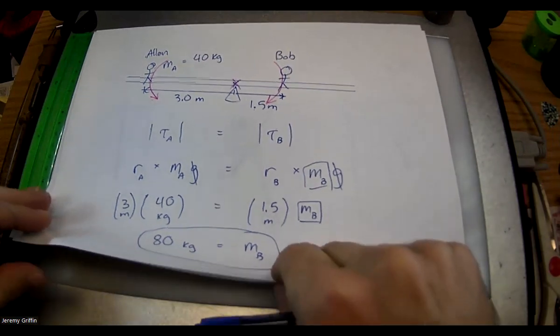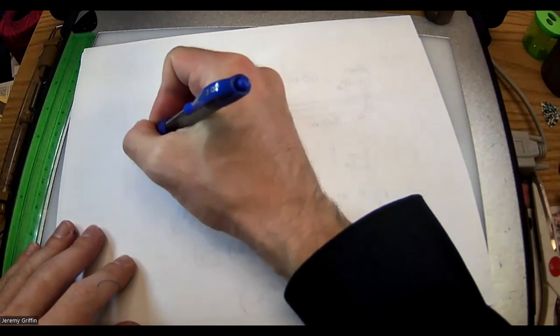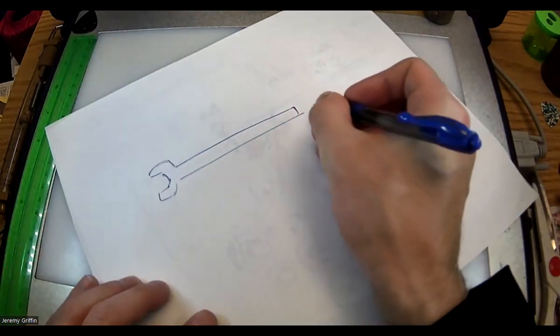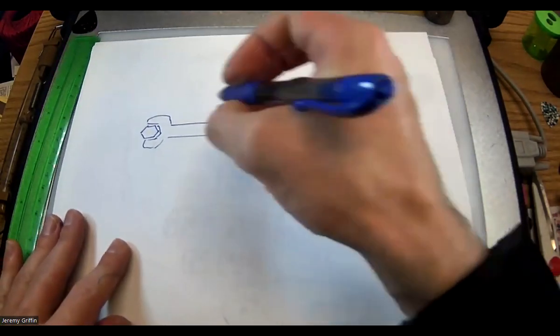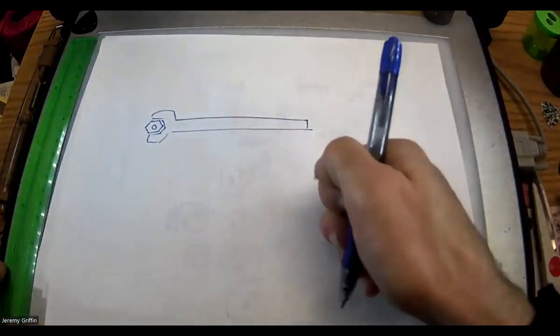Okay. Let's do a real basic torque one. Suppose I got a wrench, and a nut right here. Maybe it's all rusted over. I'm trying to break the rust. I'm like pop, pop, pop.